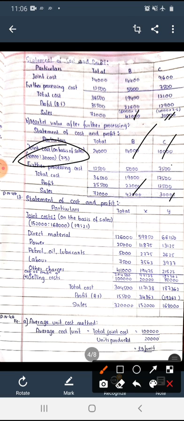Okay, we'll see the next problem, that is page number 46 and question number 13. See the problem.